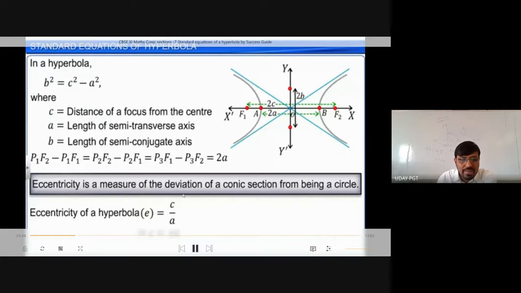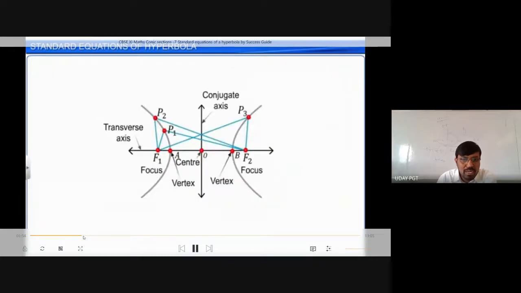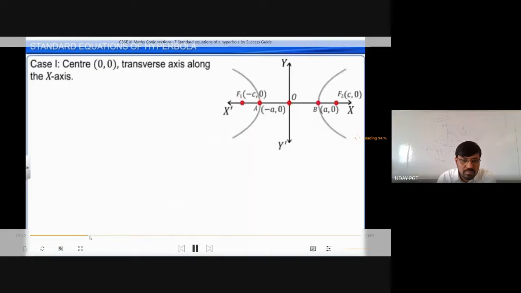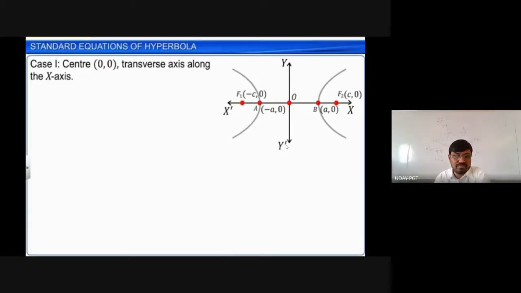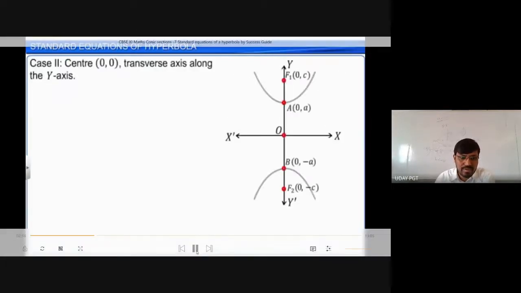And how do we get the standard equation of the hyperbola? Let us see here. Let us first take the center as (0, 0), the focus points as (c, 0) and (minus c, 0), and the vertices as (a, 0) and (minus a, 0).